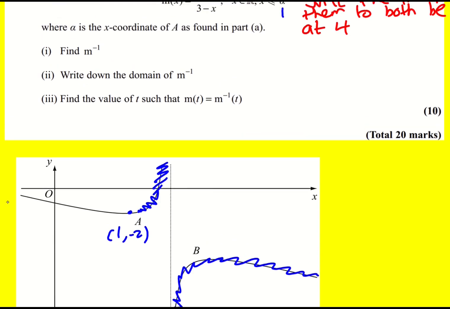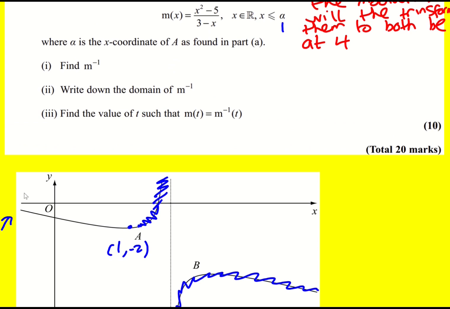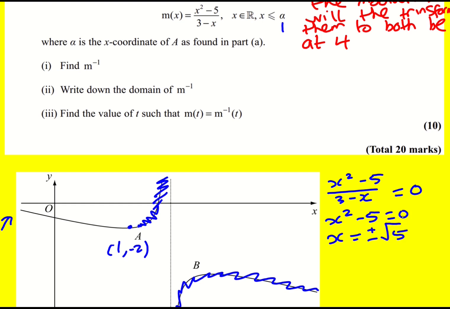It's worth just thinking about what happens over here. So does the function ever equal 0? Well, if x squared minus 5 over 3 minus x is equal to 0, then x squared minus 5 must equal 0, so x will be plus or minus the square root of 5. The positive square root would refer to this bit here that I've ruled out, but the curve will come up like this and hit the axis at minus root 5.